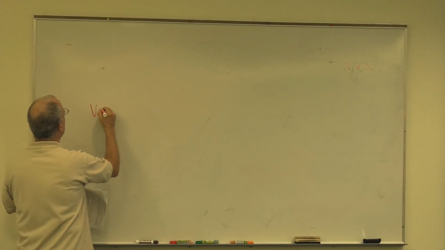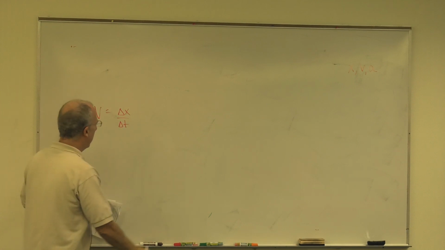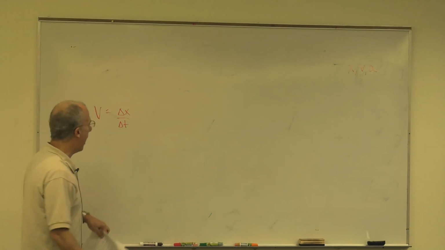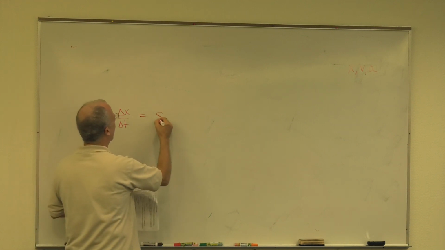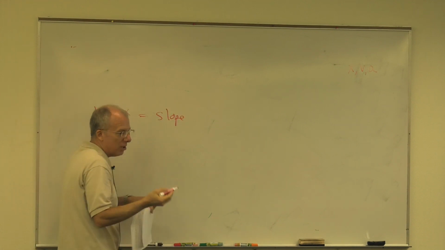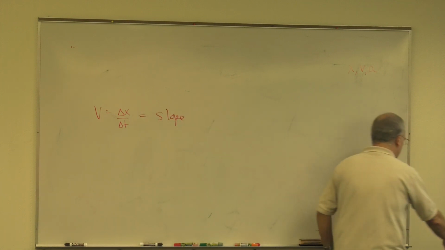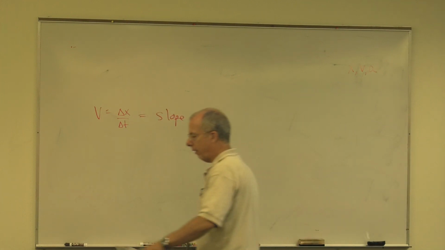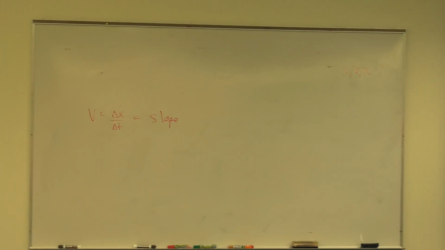So the velocity is delta x over delta t, right? Well, if you have an x versus t graph, which is what we have, what is this? You better know this. It's the slope. Right? It's a slope. Oh, that's great. So that means that I can obtain the velocity just by figuring out the slope.